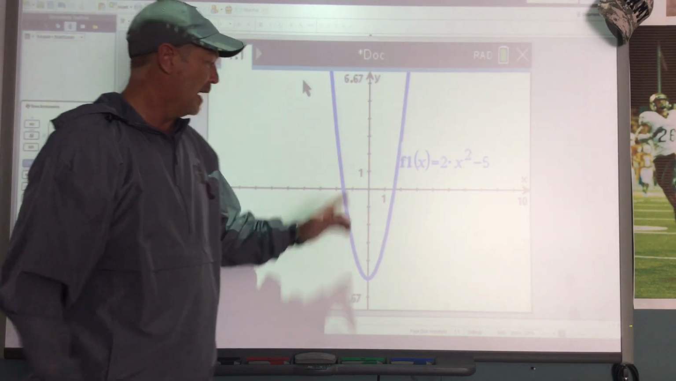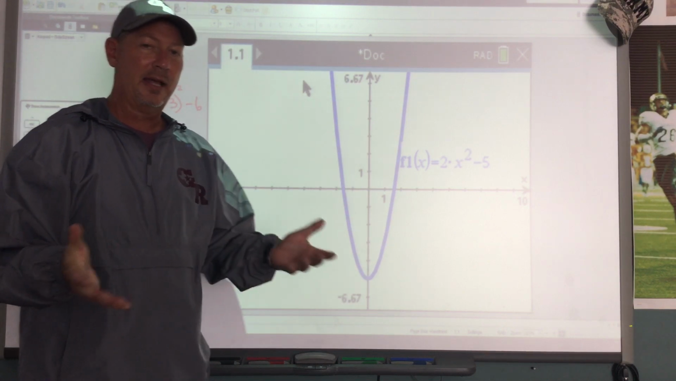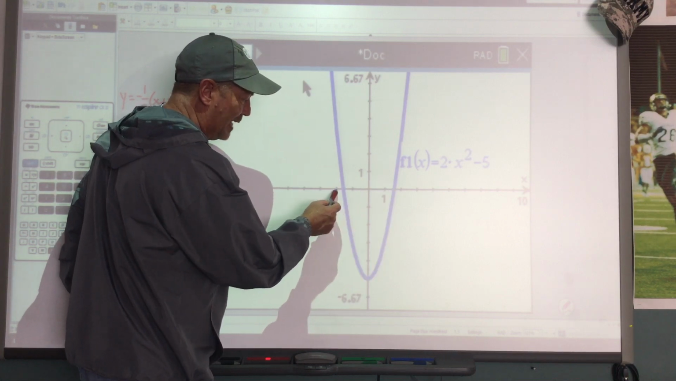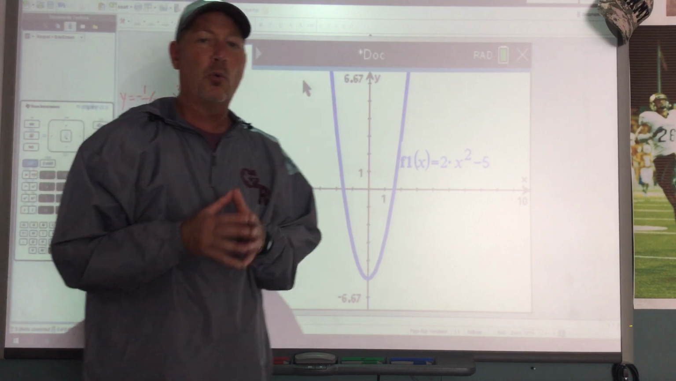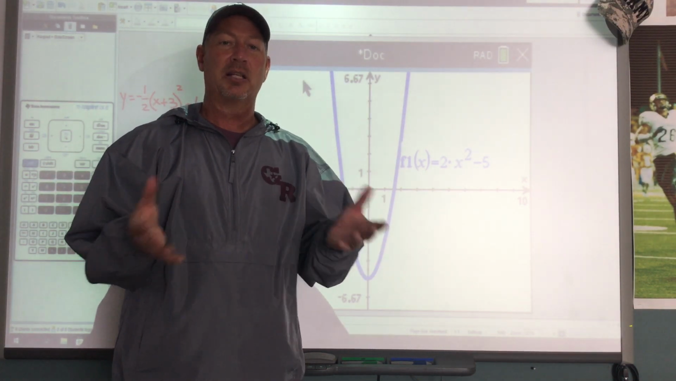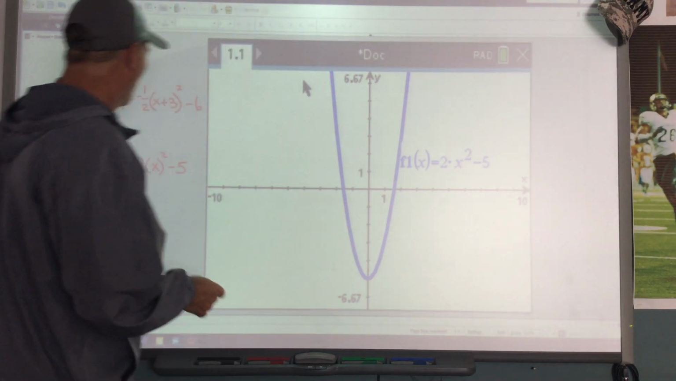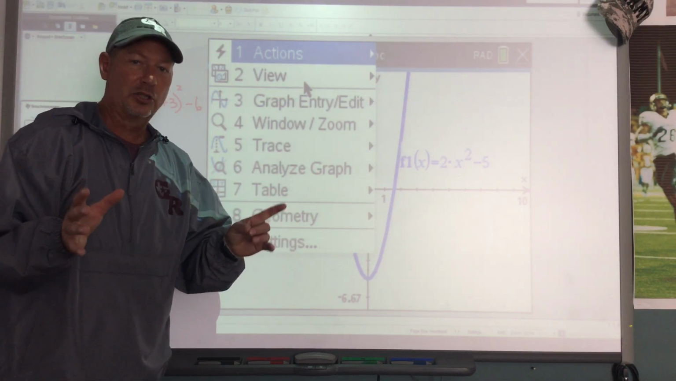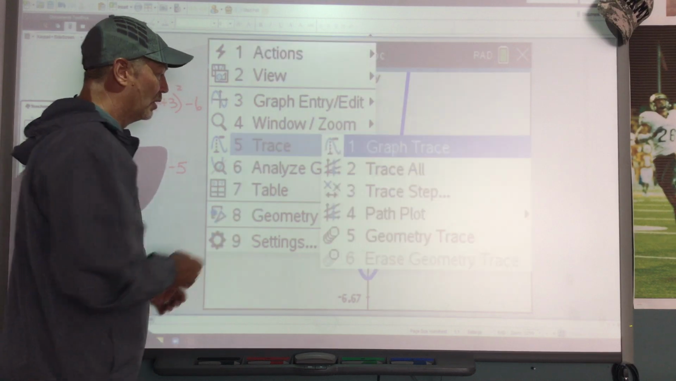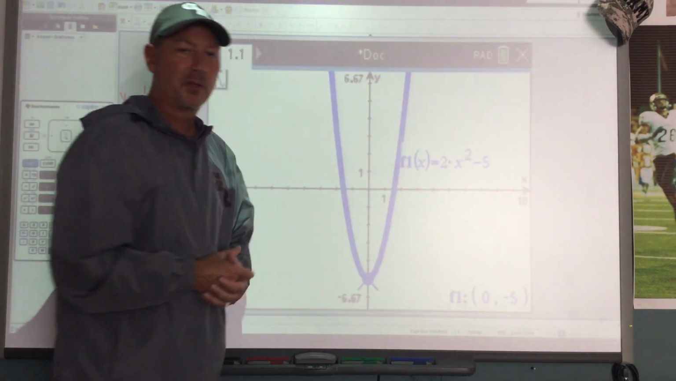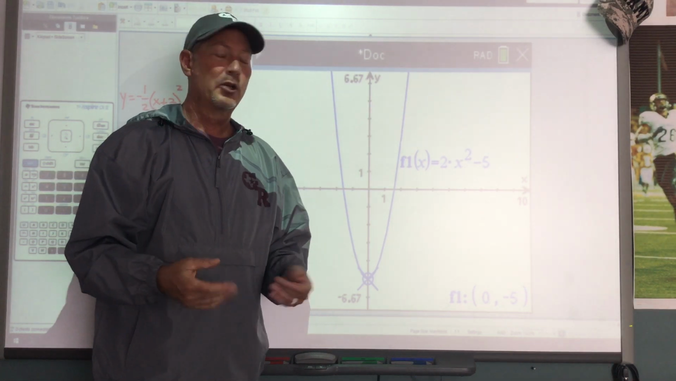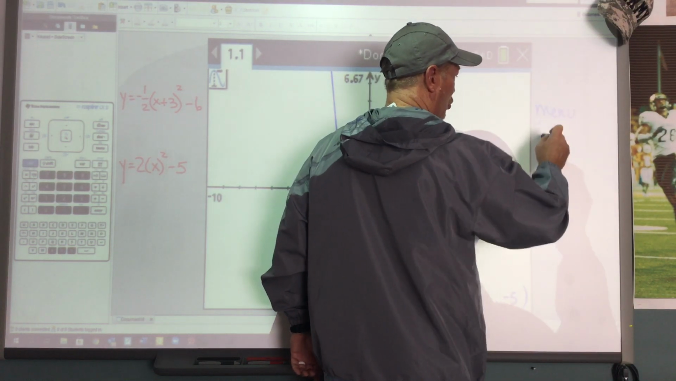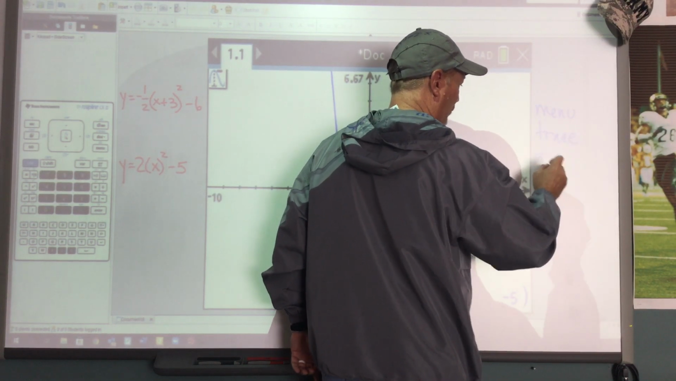Okay? Now, where do we touch the x-axis? We touch the x-axis right here and here. It's going to be between -1 and -2. But I don't want you to guess. I don't want you to estimate. I'm going to teach you how to use the calculator. There are two ways to do this. I'll show you one way. The first way is to hit menu, trace, graph trace. We'll write this for you. Menu, trace, graph trace.